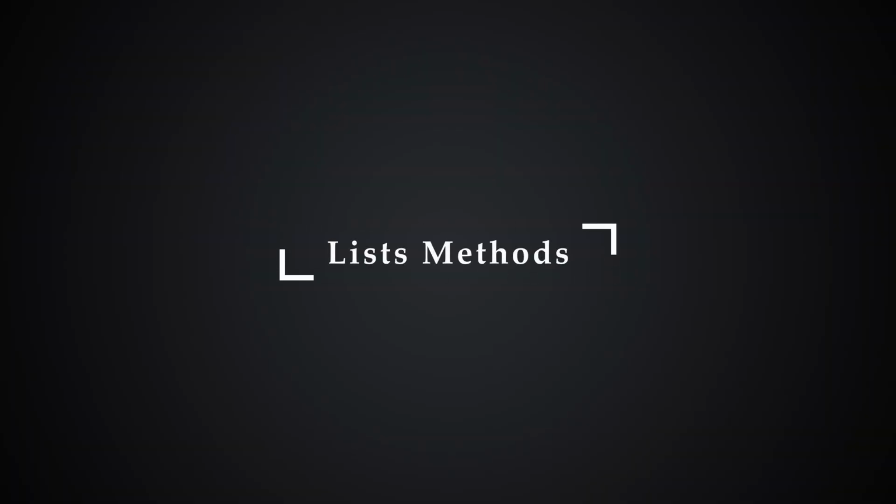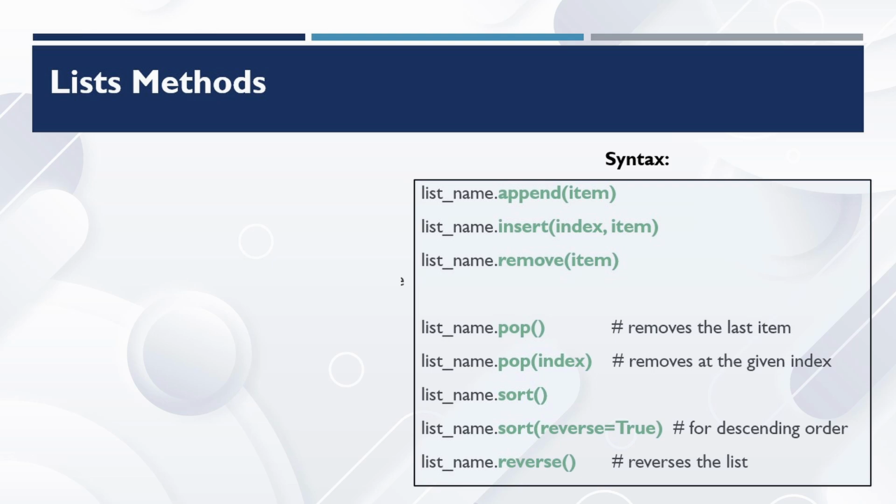Now, how to modify a list? We can use different list methods to modify a list. Lists in Python are highly flexible and can be modified in several ways. Let us go over some of the most commonly used list methods. First, the append method. The append method adds an item to the end of the list.